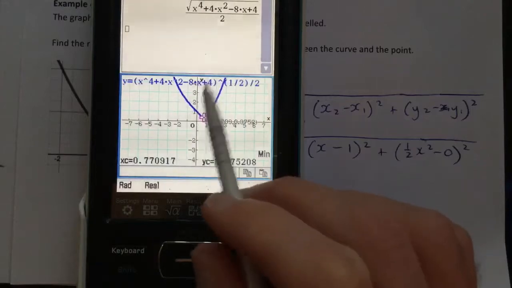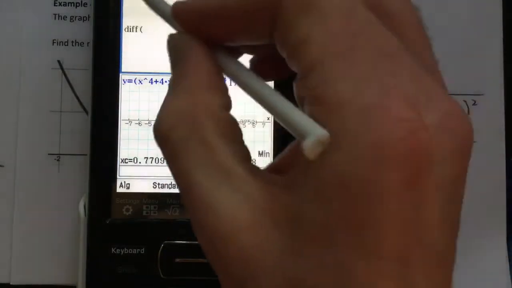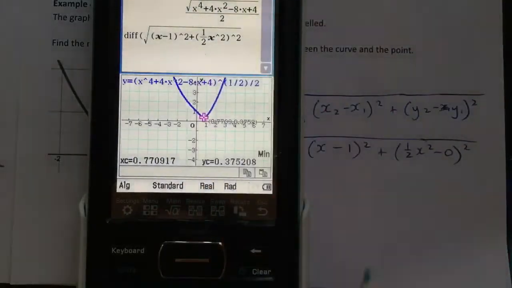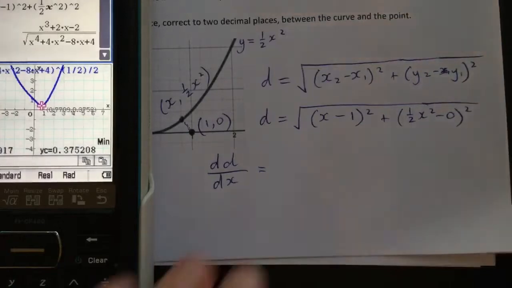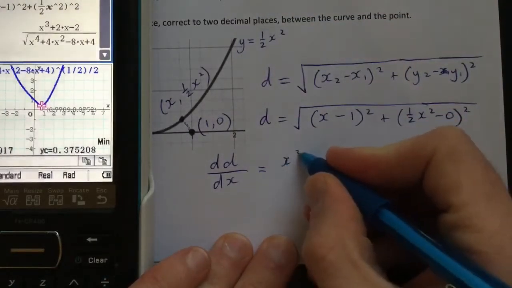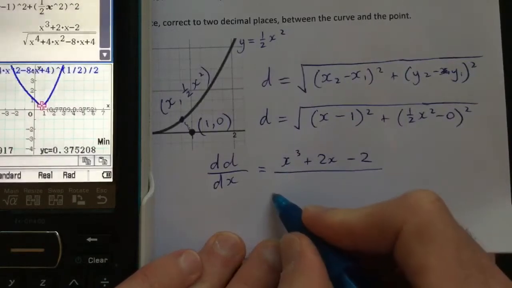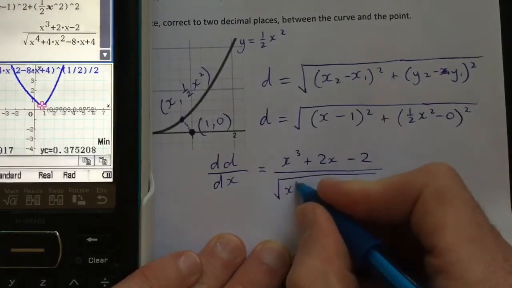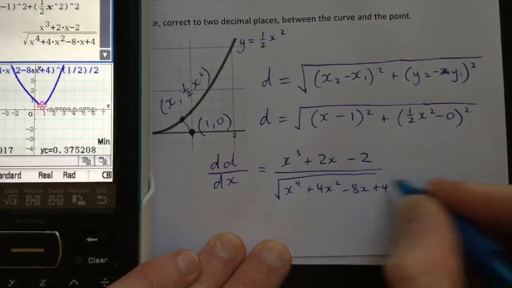If we need to show some working out, like we did before, what we might do is go, well, let's actually write down the derivative. So let's differentiate the rule. It's a horrible looking thing, but it's not too bad because we can just write it down. We're just copying it. So the derivative is x cubed plus 2x minus 2 all over the square root of x to the 4 plus 4x to the 2 minus 8x plus 4.